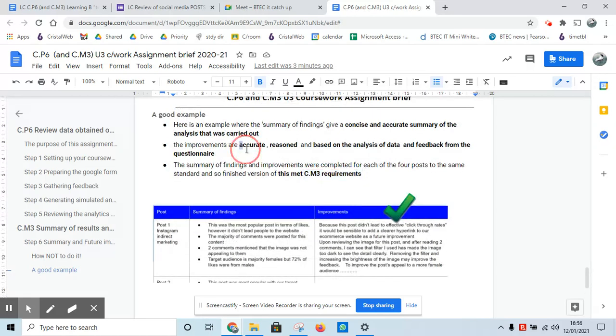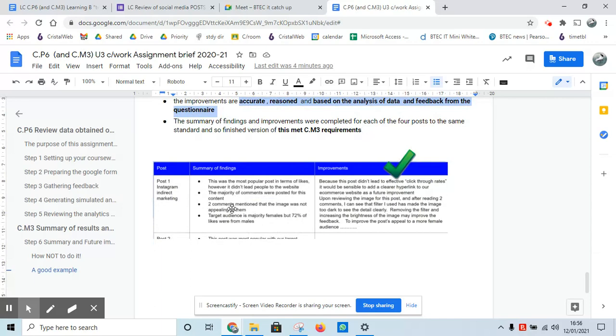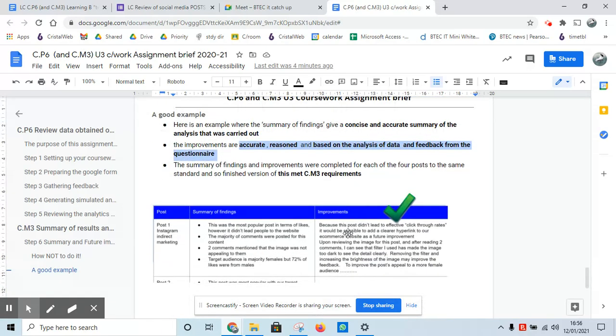And we are looking for this level: accurate, reasoned, based on the analyzed data and on the feedback received from the questionnaire. As I say, I suggest you do it in a table. It just keeps it all neat and tidy. But this is the bit where you do need to really think about how you are linking the improvements to that summary that you did in the table. So that's the M3 task. Good luck with that.